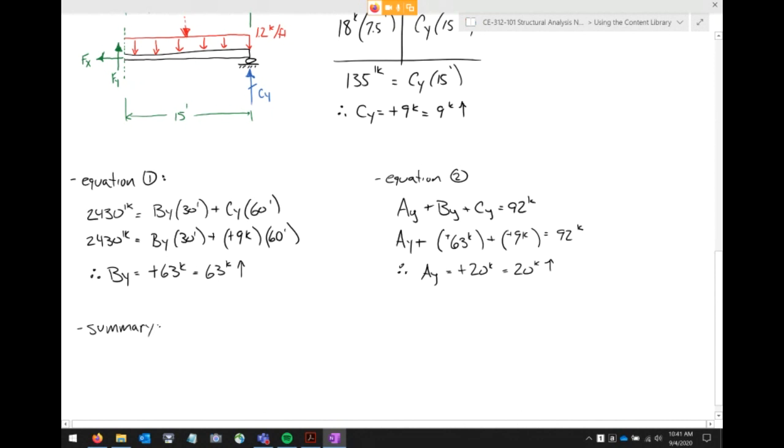Especially with hinge problems, I think it's not a bad idea to make sure that you're good on your reactions. So, what did this problem have? This problem had 4 reactions: AX, AY, BY, and CY. AX was 0, AY was 20 kips upwards, BY was 63 kips upwards, CY is 9 kips upwards.